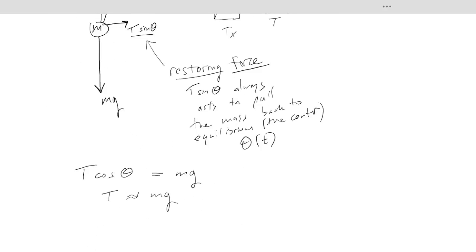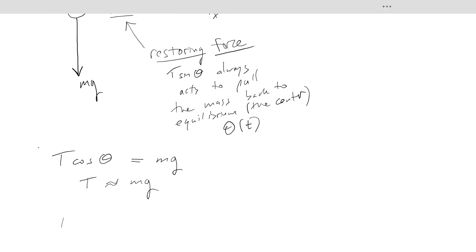So now my restoring force, T sine theta, and I've established that T is approximately mg, and I'm going to put a minus sign because I know it's always acting opposite of the x. So we have minus mg. That's the T part. And then the sine theta is approximately x over L. So that's the sine theta part. So this is approximately T here, and this is approximately theta.